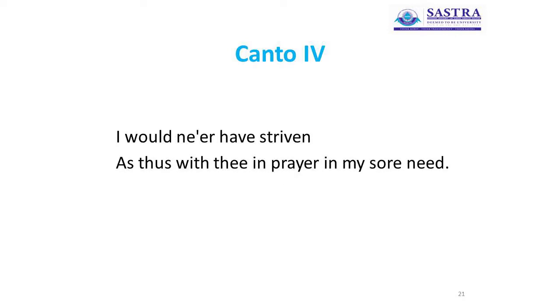Now in the next line he says, "I would never have striven as thus with thee in prayer in my sore need." So what does he mean here? He says he wants to be faster and also more powerful than the west wind, and he actually makes that a prayer. He is beseeching the west wind to give him the strength as well as the speed which he wants. So in these lines we find that he tries to compromise with the west wind. Give me the strength, he says, and also the speed. And also he gives a reference here to his youth where he says, I want to have the same relationship with you which I had in my youth. So let me be faster as well as more powerful than thee, he says.